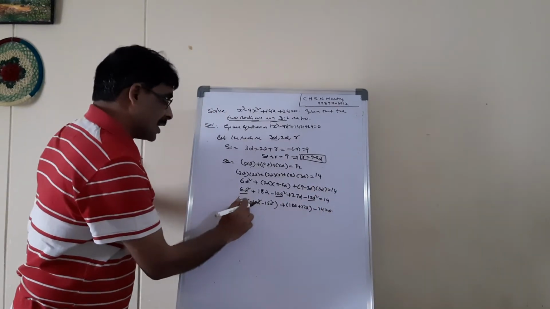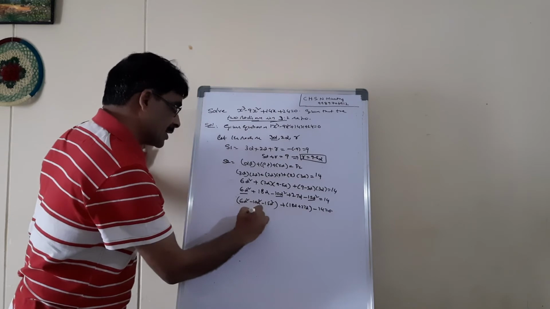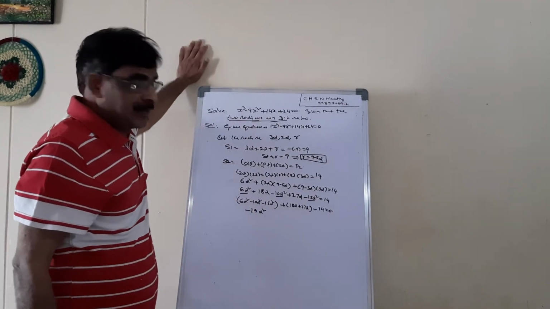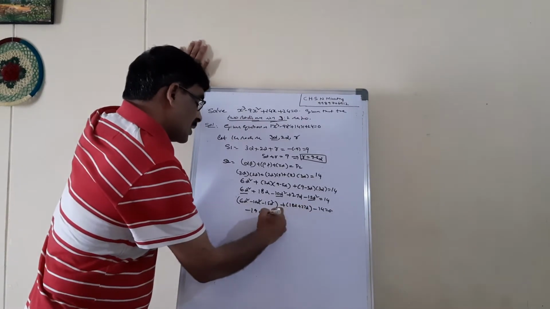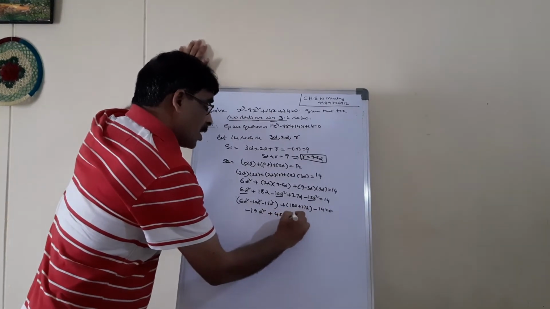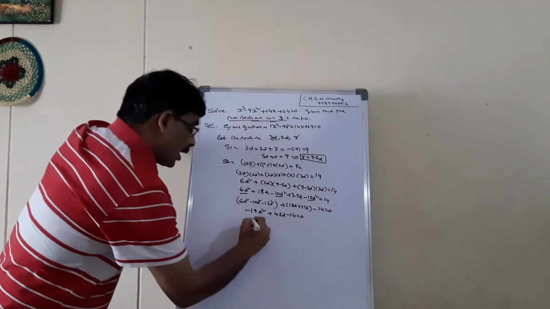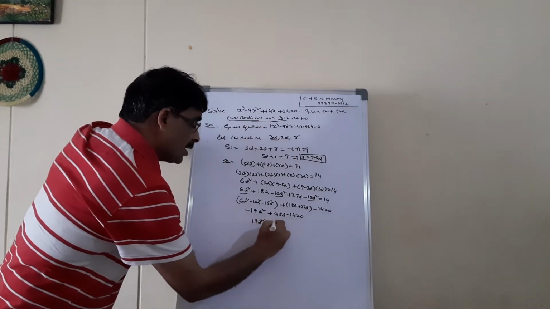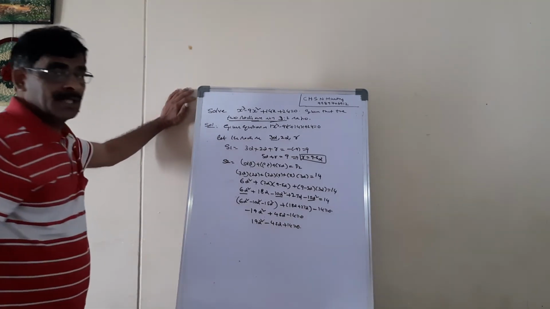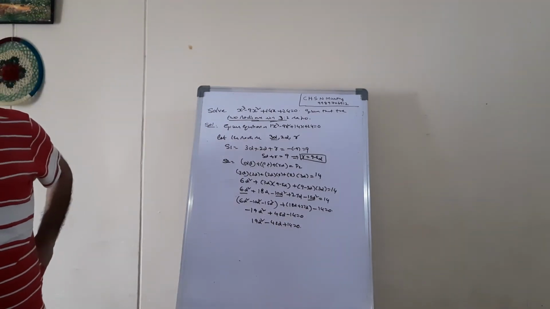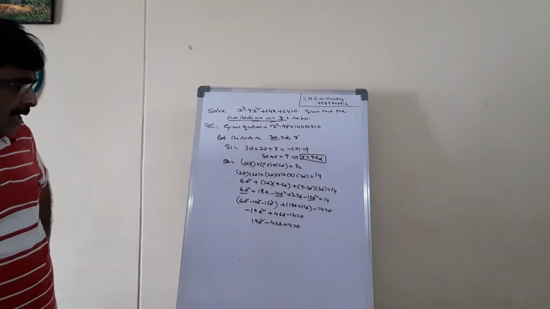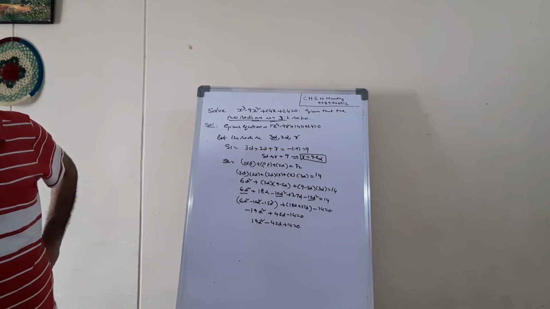Now 6 minus 10 minus 15 is minus 19, so minus 19 alpha square. And 18 plus 27 is 45 alpha, minus 14 equal to 0, or 19 alpha square minus 45 alpha plus 14 equal to 0. See, we have a quadratic equation in alpha. So we have to find the roots.